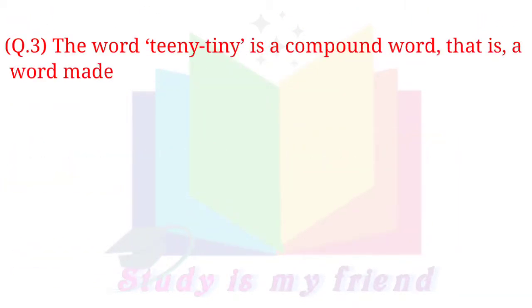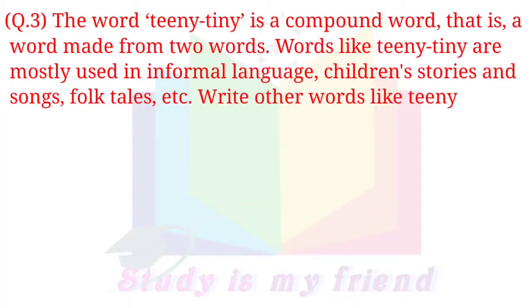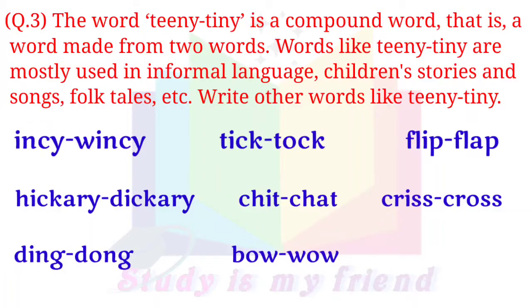Question 3. The word teeny tiny is a compound word, that is, a word made from two words. Words like teeny tiny are mostly used in formal language, children's stories and songs, folk tales, etc. Write other words like teeny tiny. Answer. Incy wincy, tick tock, flip flap, hickory dickory, chit chat, crisscross, ding dong, bow wow.